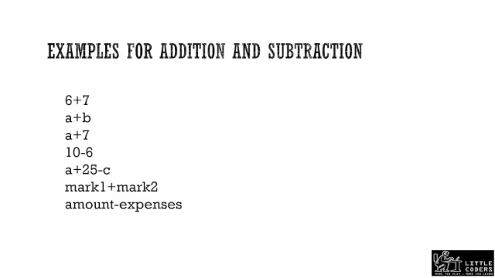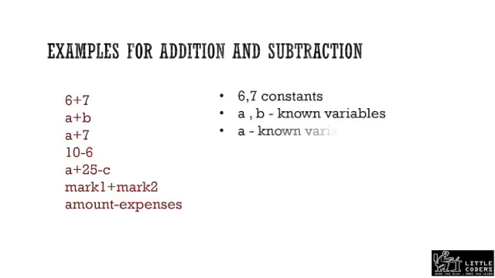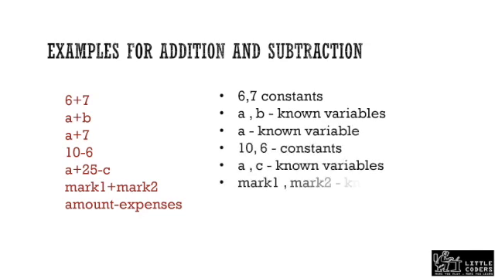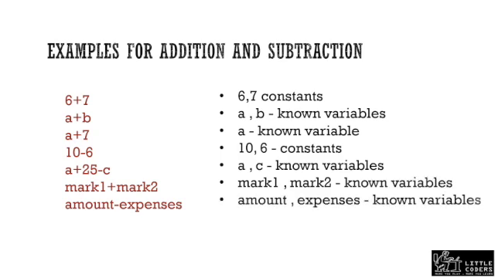Here, two numeric quantities are added, or two variables whose values are given will be added. a plus 7 is a variable plus some constant. Similarly, subtraction. And as we know, mark1 and mark2 are nothing but two different variables. In amount minus expenses, amount is a variable and expenses is a variable. If the values of those variables are known, we can perform the subtraction also. This is simple addition and subtraction.